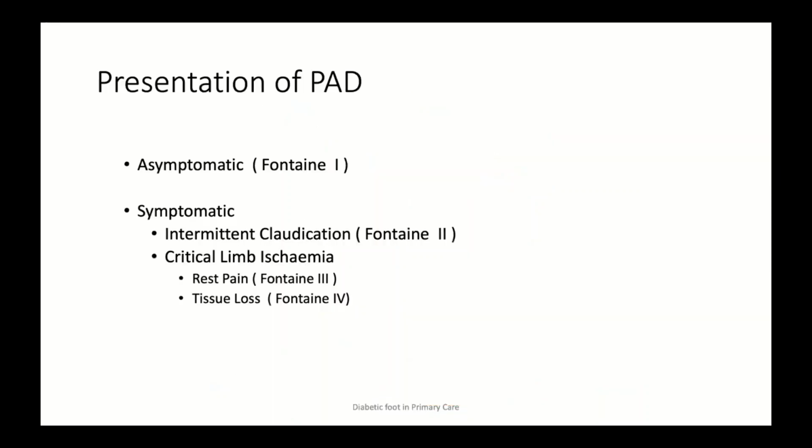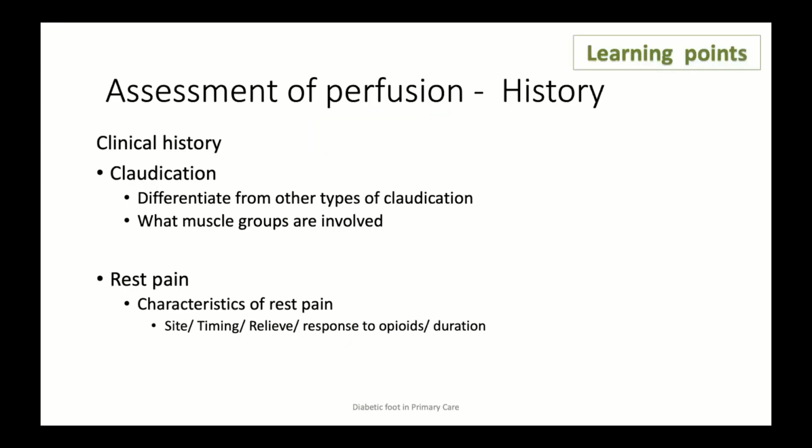So just remember that we talk about peripheral vascular disease and the presence of ischemia or perfusion. These people can be asymptomatic. Those who are symptomatic could be having intermittent claudication, that's Fontaine 2, and some of them will be in critical limb ischemia, that is either the presence of rest pain or tissue loss. Let's just try and go through these things so you can try and identify these patients early in your clinical practice. So assessment of perfusion is primarily reliant on history and examination.